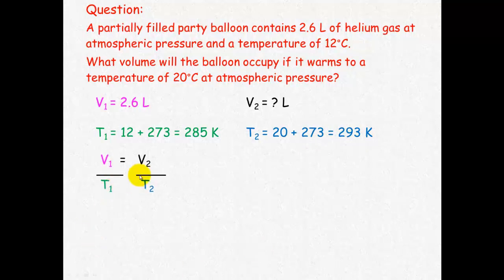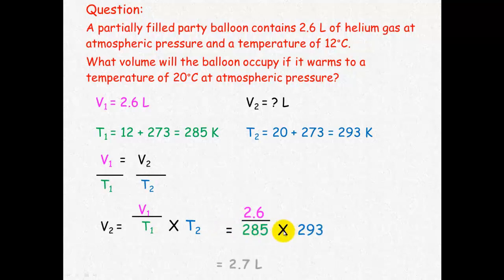So V1 on T1 equals V2 on T2. Because these are ratios, we can write this as T1 on V1 equals T2 on V2, or we can write it this way around. As long as the T's are on the same side, and the V's are on the same side. Manipulate this formula around, and we get V1 on T1 times T2. Plug in your figures, and you get an answer of 2.7 litres.